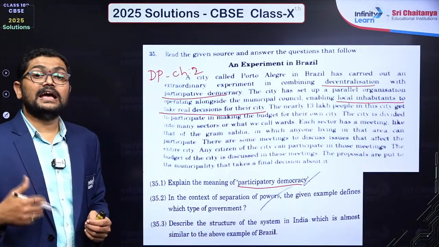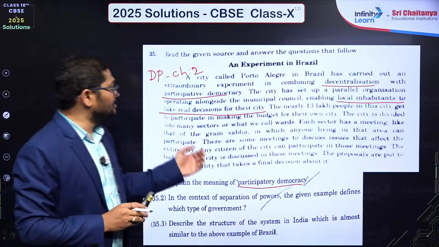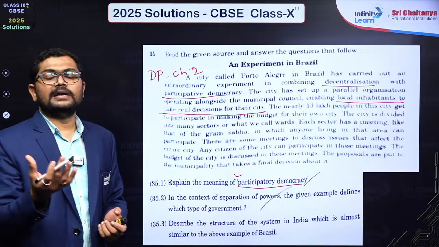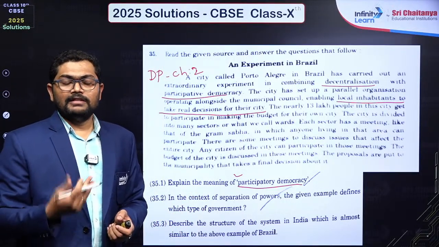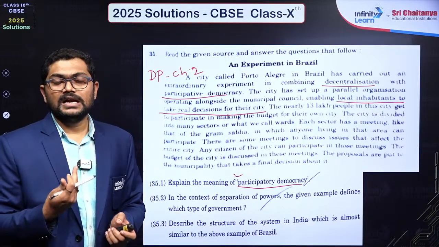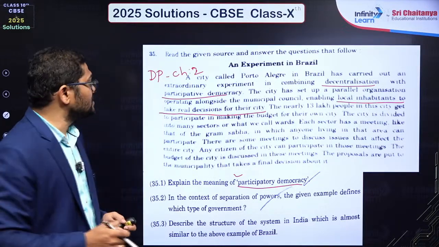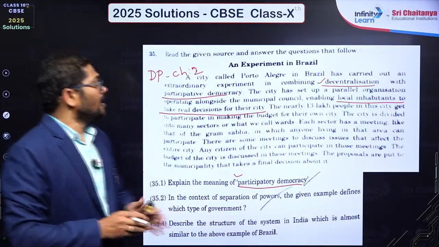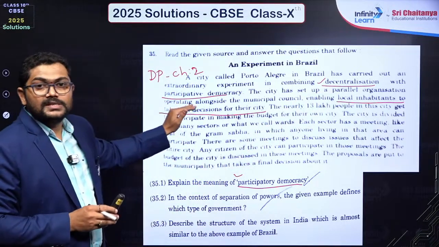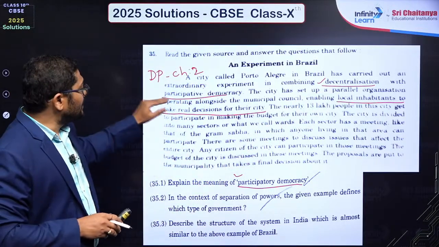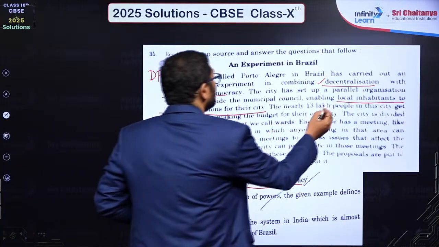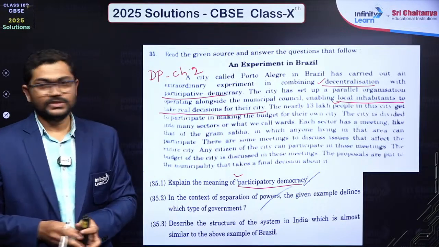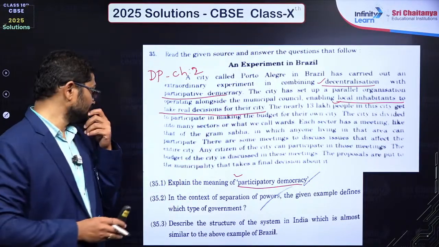So whenever the local inhabitants are made part and parcel of the decision making, we normally call it participatory democracy. We know what decentralization means. Decentralization is when powers are taken away from the central and state governments and given to the local governments. Here in this city, along with decentralization, participative democracy is also implemented. Participative democracy is nothing but enabling the local inhabitants to take decisions for their own region or their own city. So this is participatory democracy. Next one.